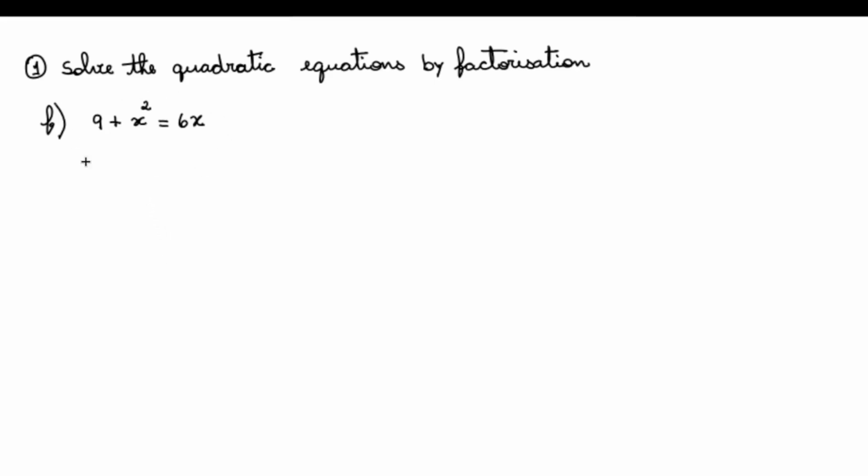Let's try another equation. Press pause and try to solve it by yourself. Again, before we start the factorization process, we have to organize this equation to write it in the form ax squared plus bx plus c equals 0.